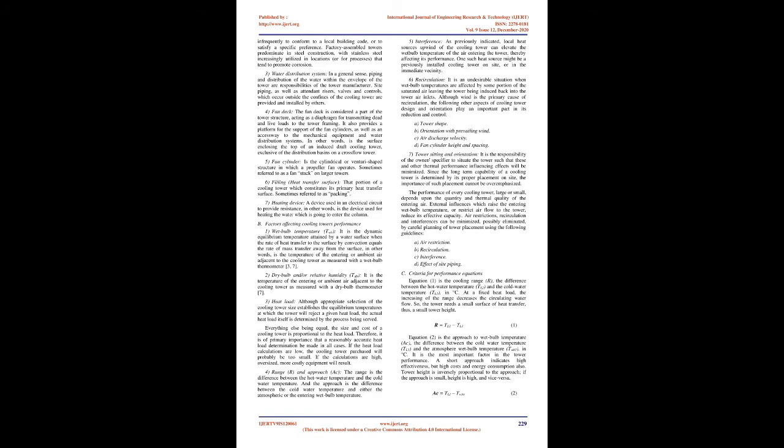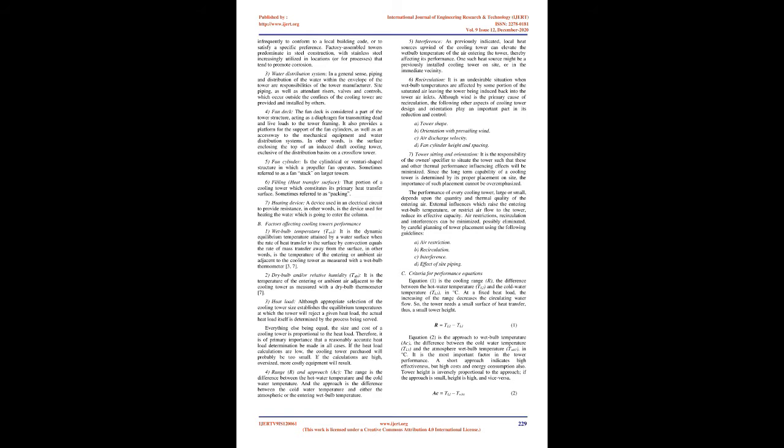2. Tower framework. The most commonly used materials for the framework of field-erected towers are pultruded fiberglass, wood, and concrete, with steel utilized infrequently to conform to a local building code, or to satisfy a specific preference. Factory-assembled towers predominate in steel construction, with stainless steel increasingly utilized in locations, or for processes, that tend to promote corrosion.